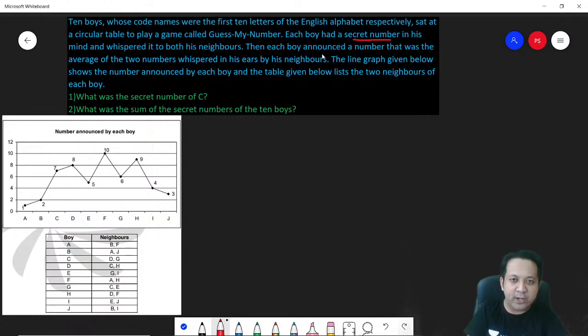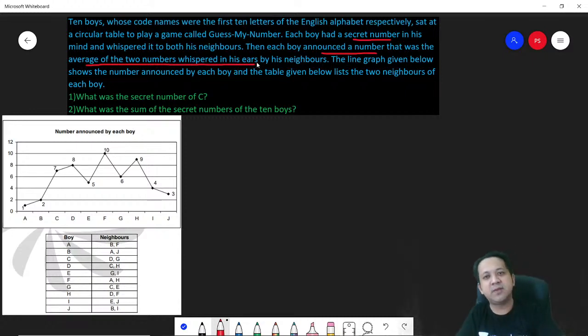So what did every boy do? Every boy announces 1 number, and that number is the average of the 2 numbers whispered in his ears by his neighbors. The line graph given below shows the number announced by each boy, and the table given below lists the 2 neighbors of each boy. And then the question is, what is the secret number of C? What was the sum of the secret numbers of the 10 boys?